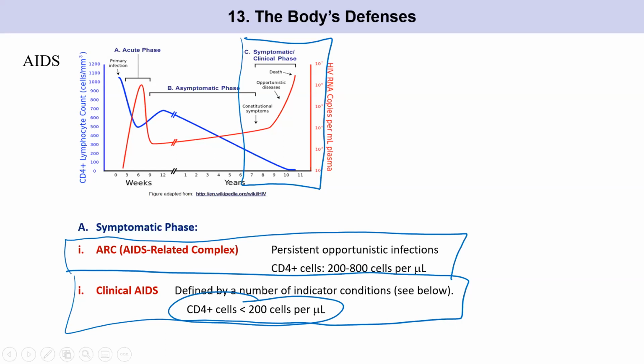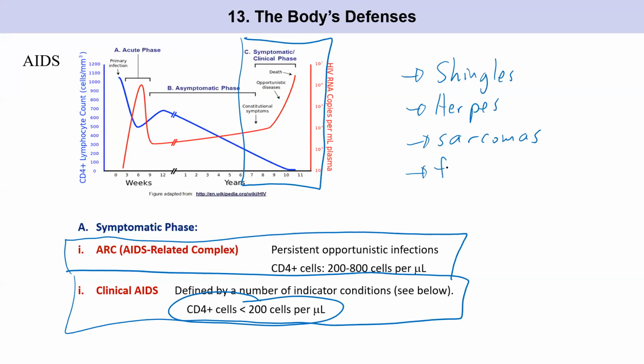In terms of clinical AIDS, what diseases are we talking about? So we talked about disseminated shingles. By disseminated, I mean all over the body. Same thing with herpes. You can have rashes all over the body from disseminated herpes. Different types of sarcomas. So what is a sarcoma? A sarcoma is an infection of the blood vessels. All sorts of fungal infections, particularly certain types of fungal lung infections.